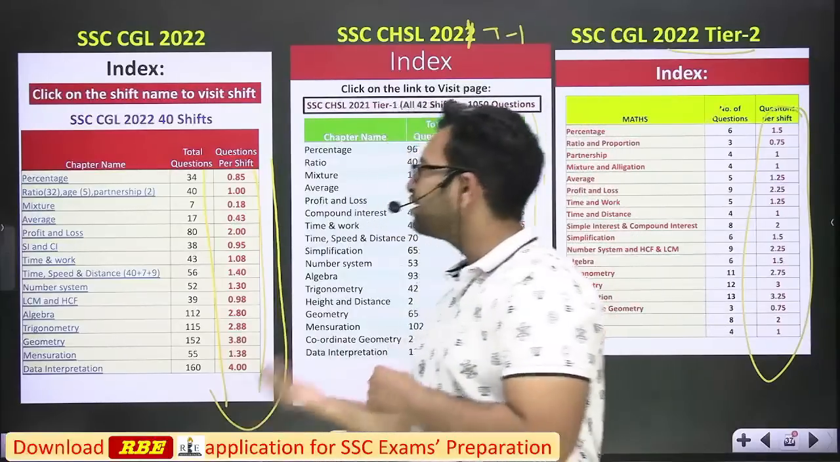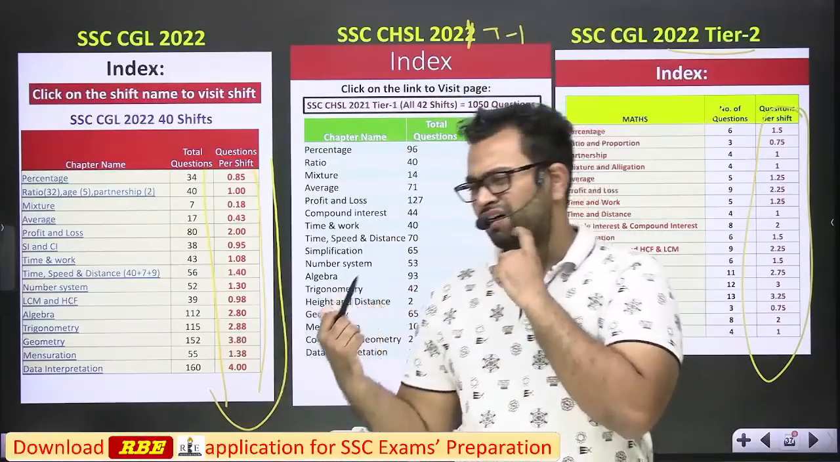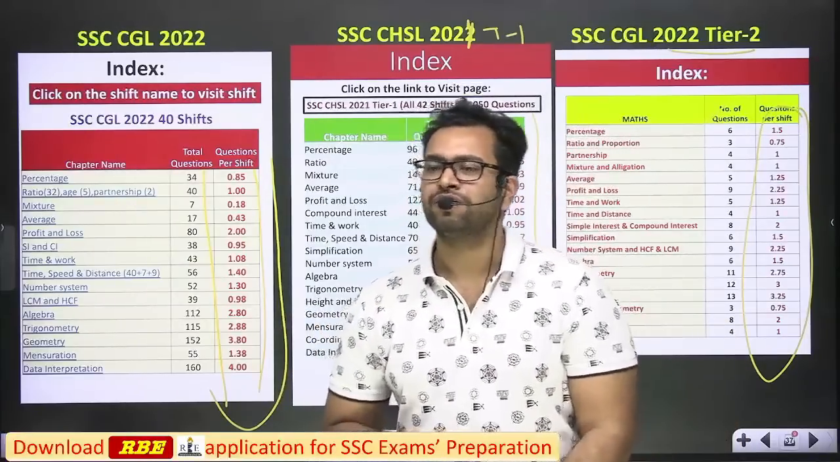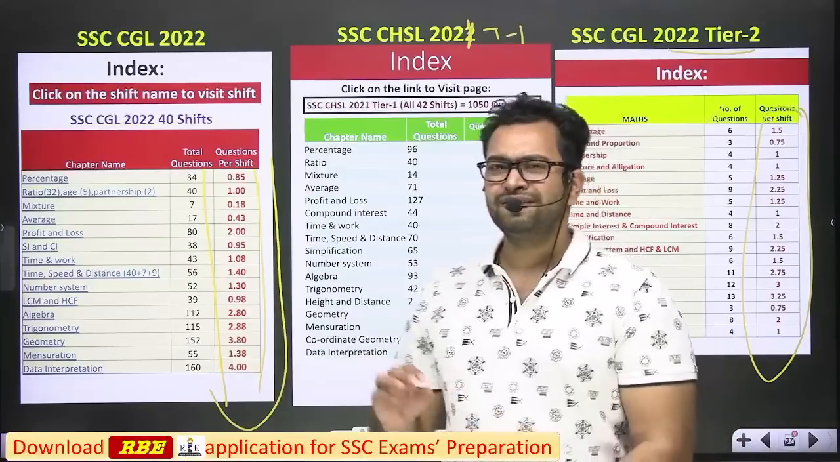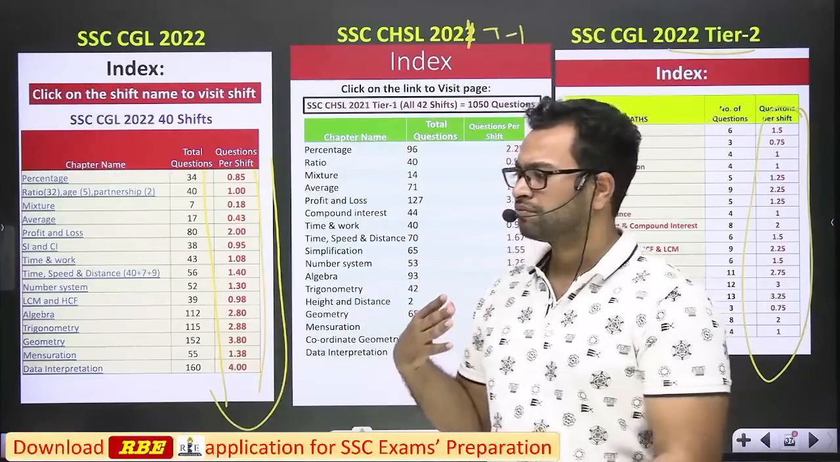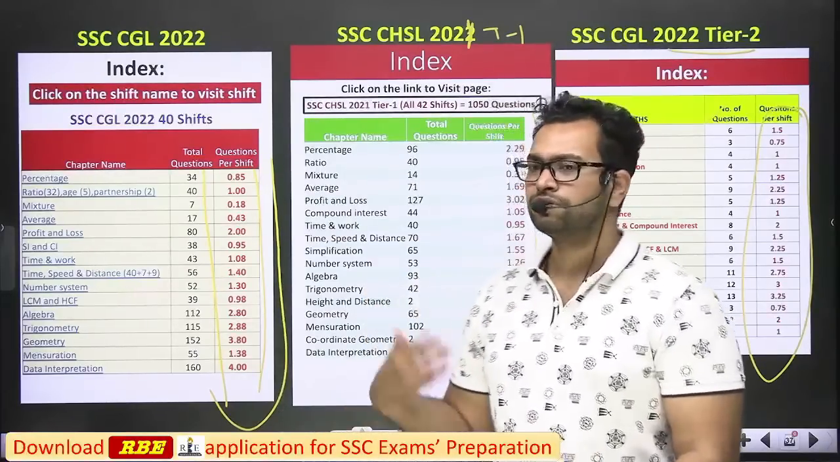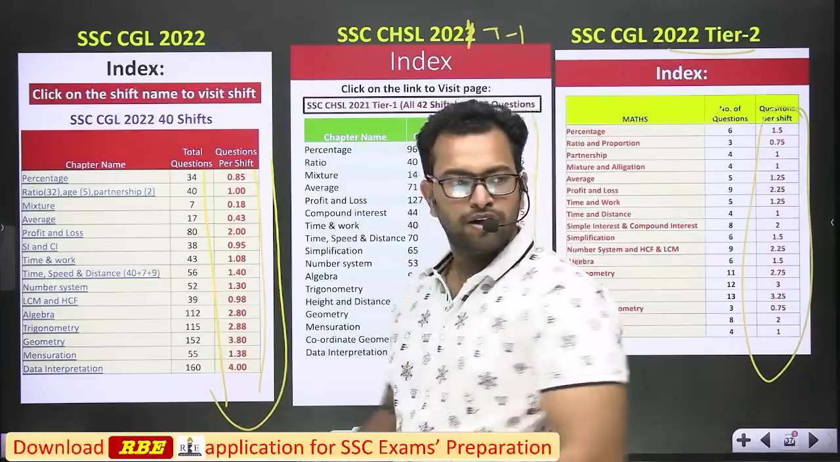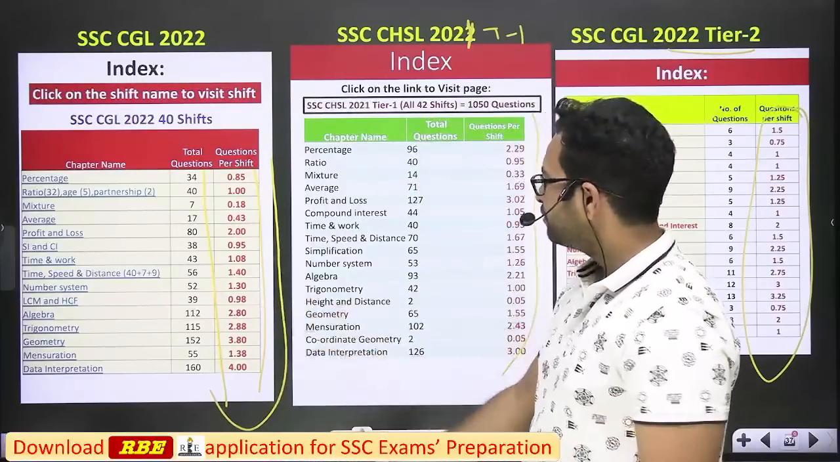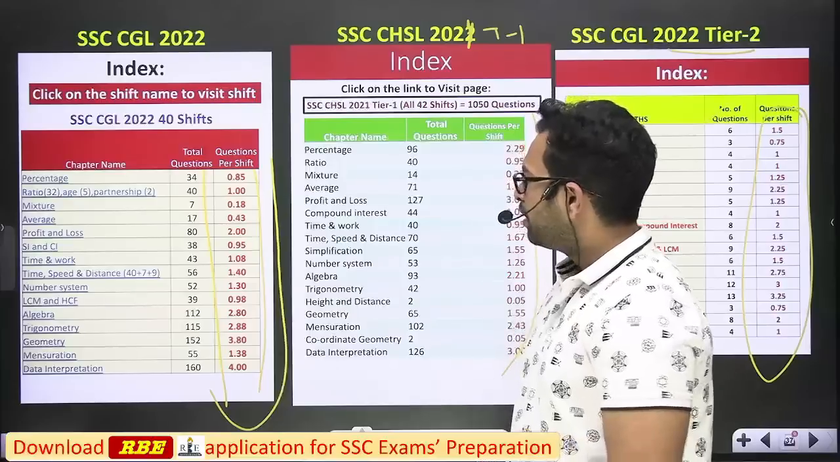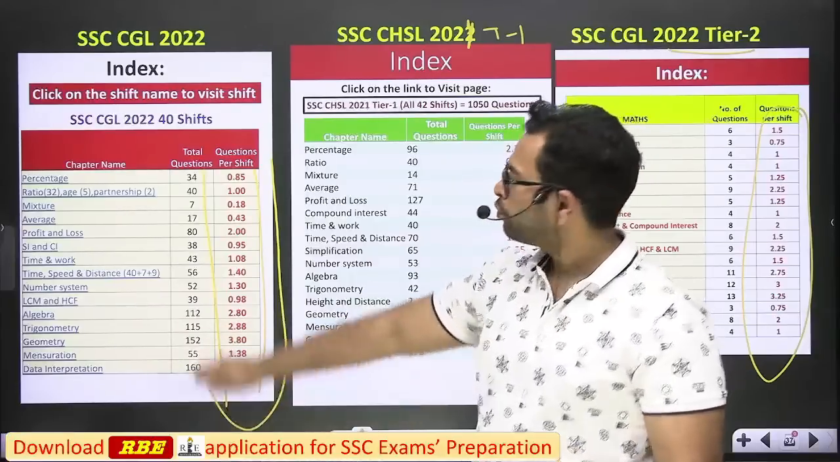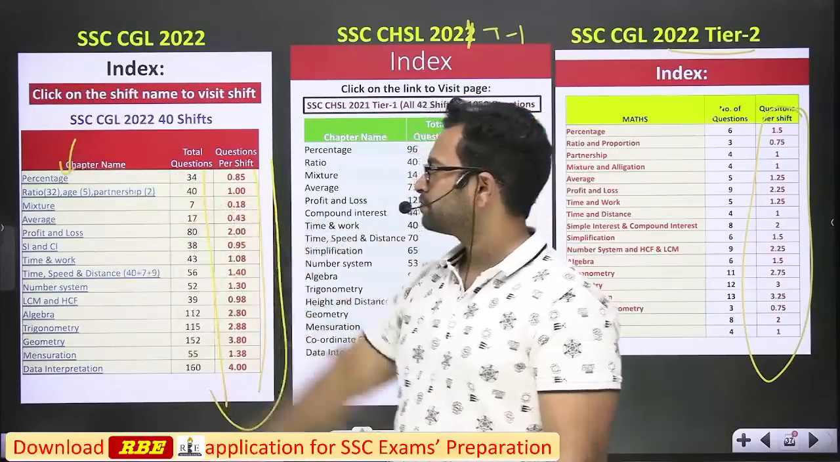So you can check it out. If you see my older videos, where I have discussed chapter wise weightage of SSC CGL 2019 and 2018, you will see there is a weightage difference. Advanced maths questions were more as compared to arithmetic questions. So you can check it out here. The flow that I have written over here is very important. Follow this flow while learning as well.